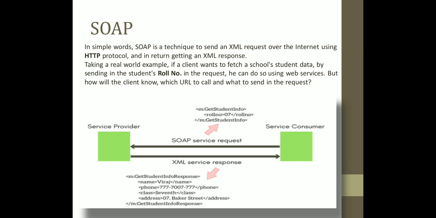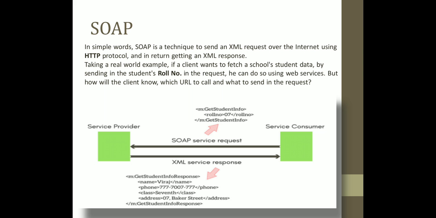Here there are two parties, the service provider and the service consumer. The service consumer sends a request to the service provider. What will be the request? To get student information, and the ID is sent. The ID is nothing but the roll number of the student. So the consumer wants information of the student whose roll number is 07.